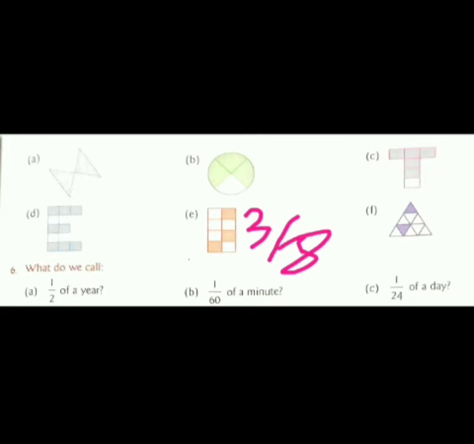And in number F, how many parts are there? 1, 2, 3, 4, 5, 6, 7, 8, 9. 9 parts are there. Out of that, how many parts are shaded? Only 2 parts are shaded. It will be 2 by 9. So in this table you have to write.